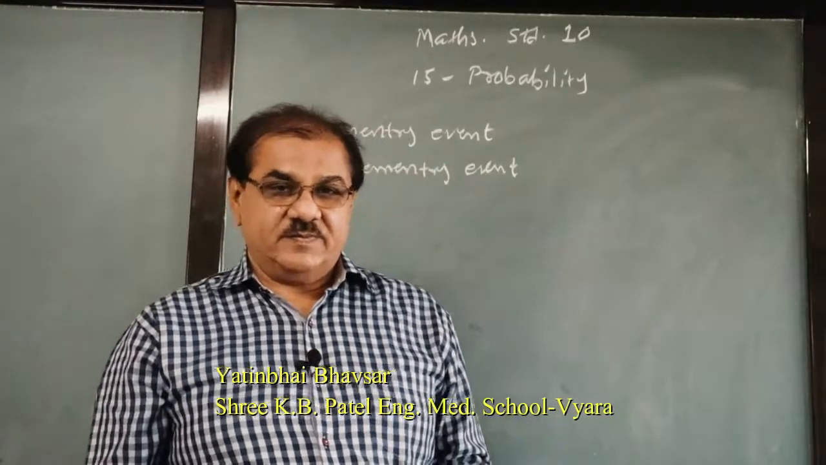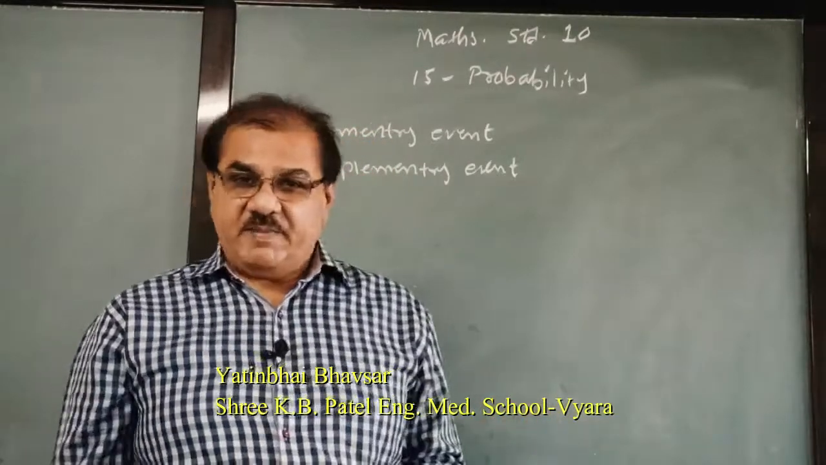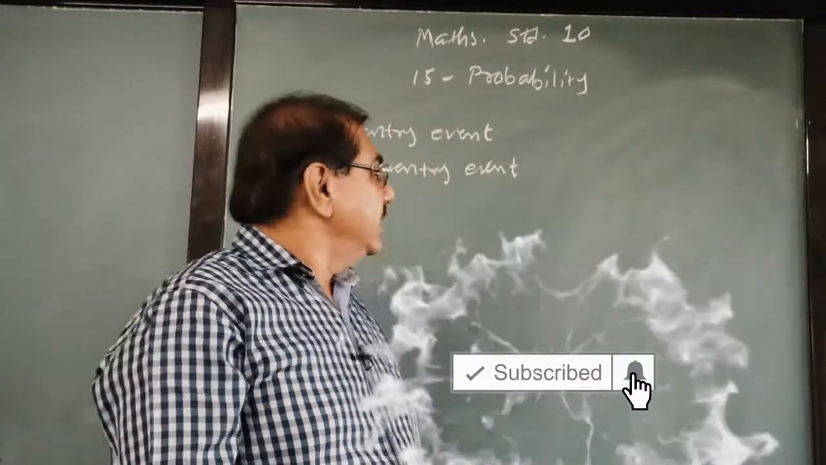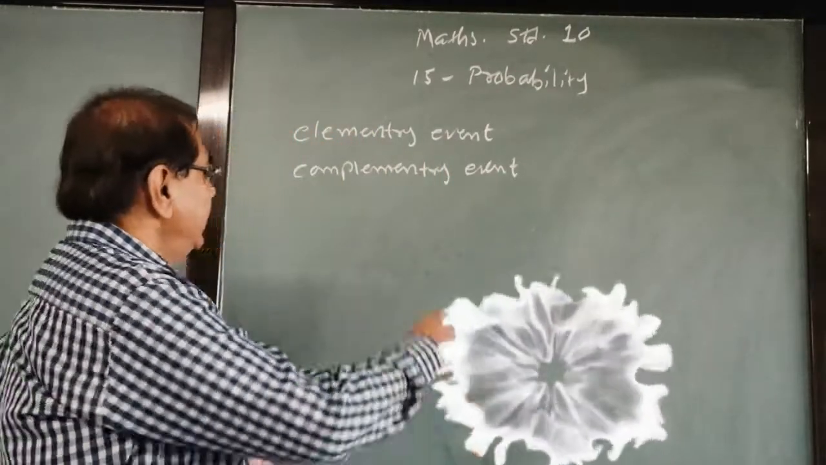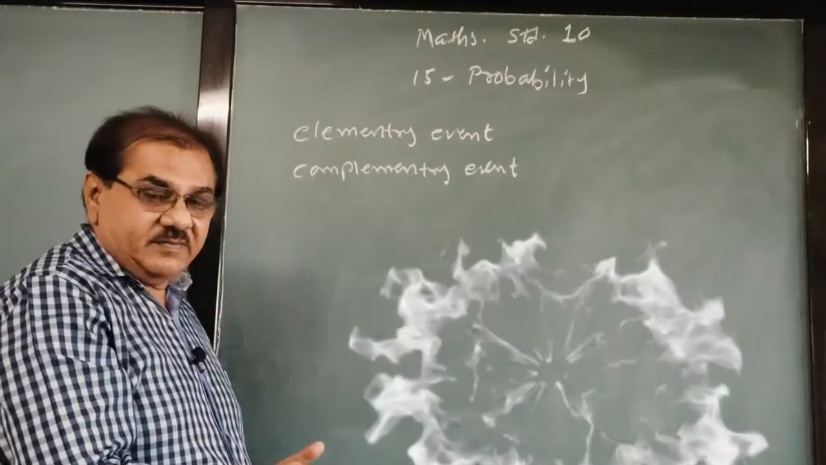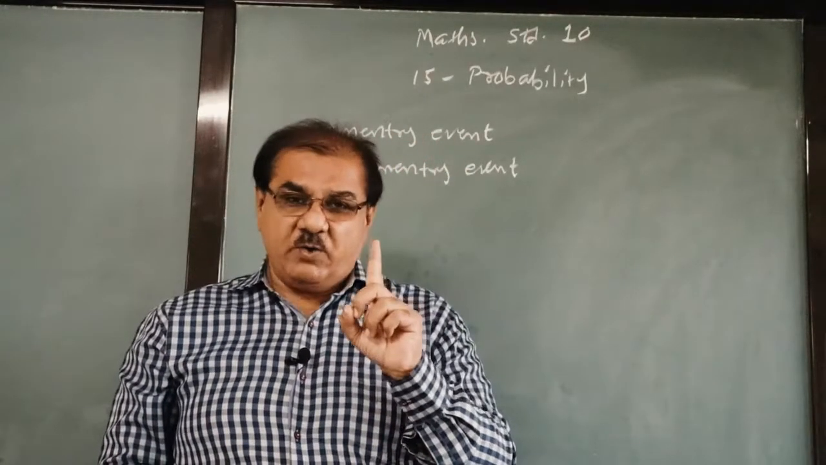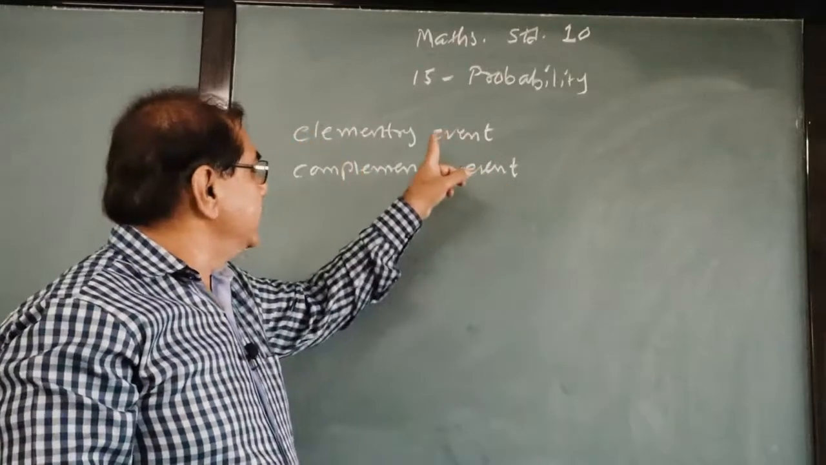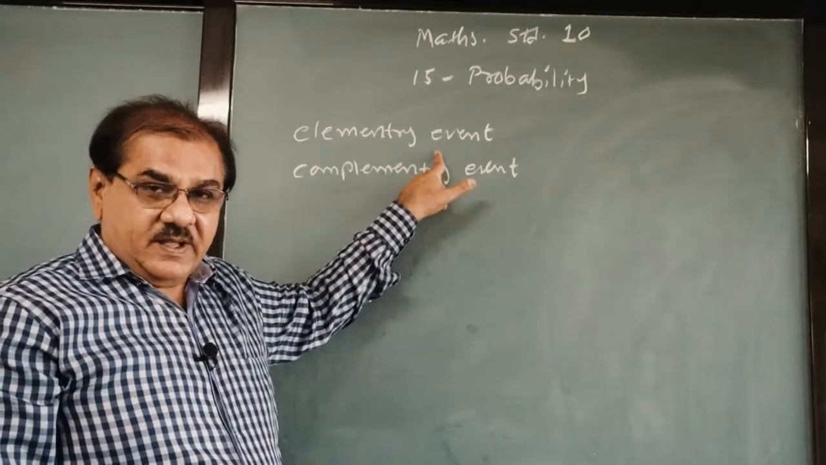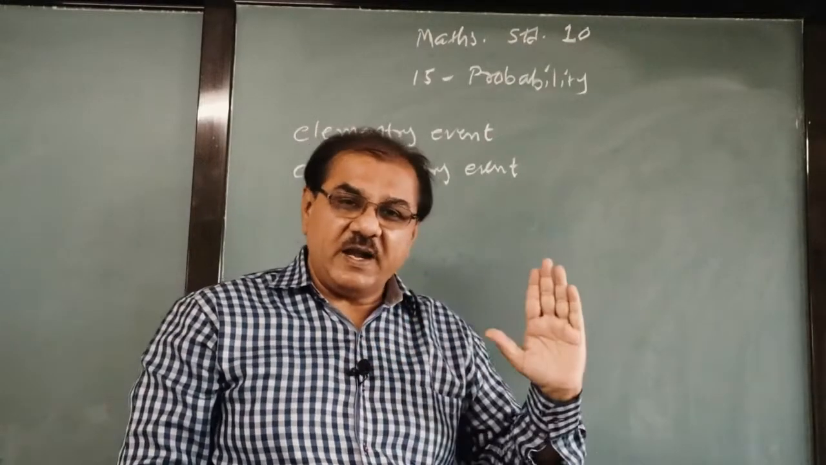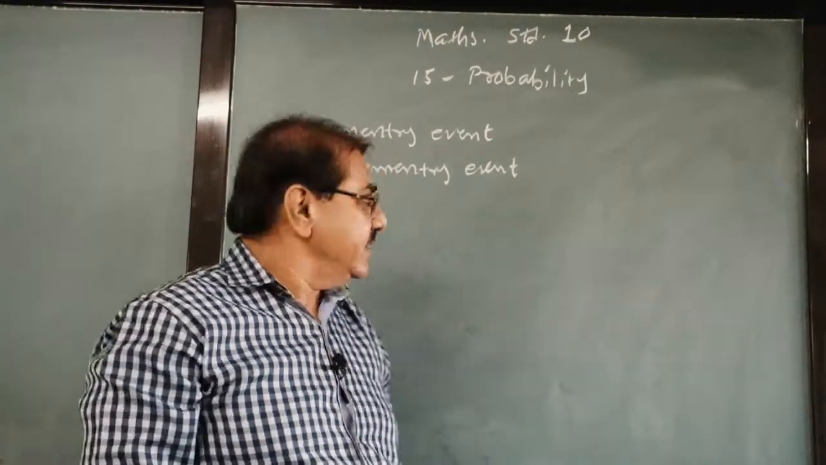Hello friends, in standard 10 maths, chapter number 15, probability. Last time we saw what an elementary event is: an event in which only one outcome is used is known as an elementary event, and in an experiment, the sum of all the elementary events is always 1.